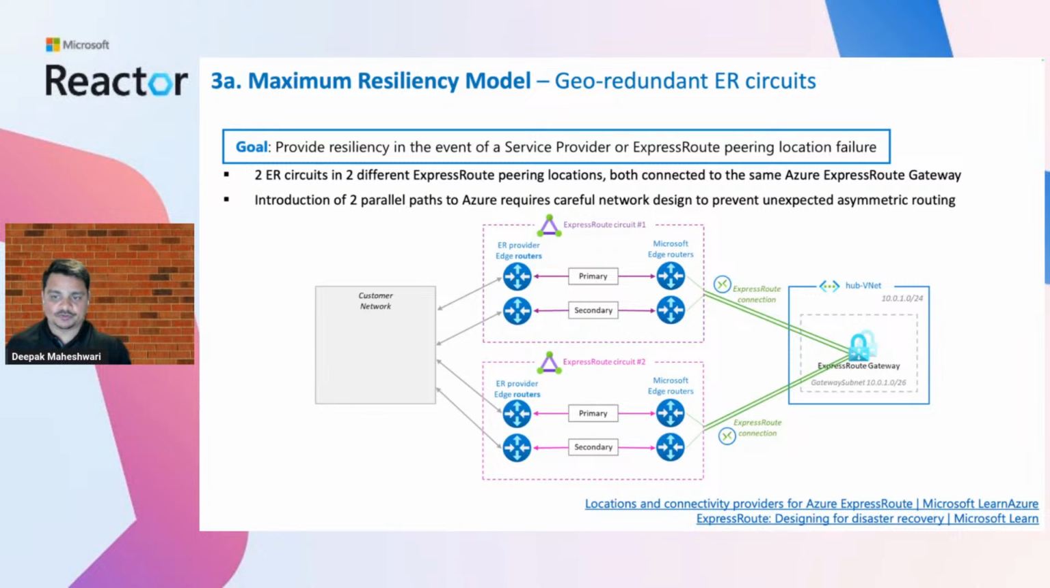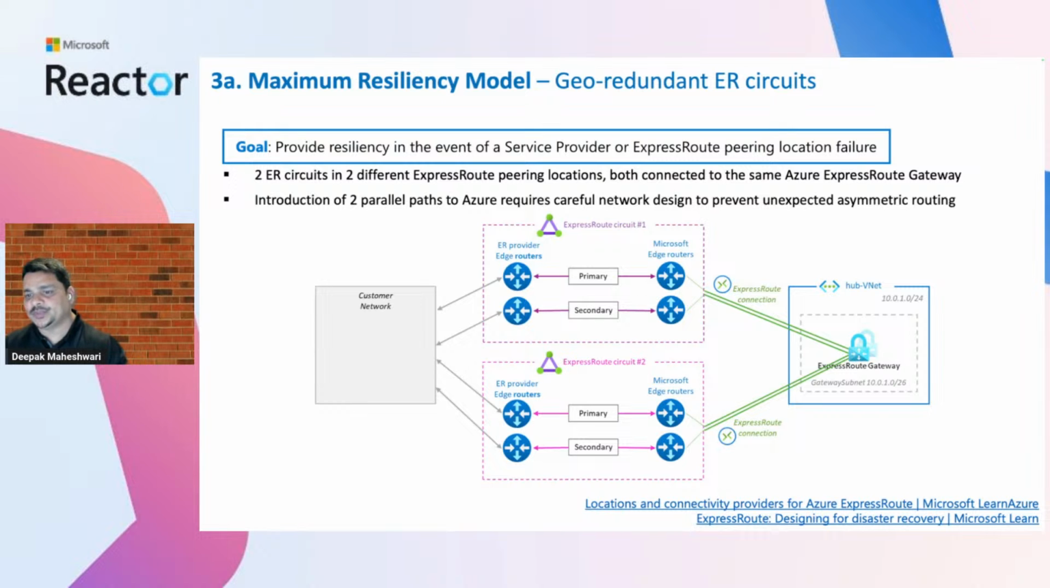So you could use one peering location. Let's say if you are in Perth, you can use one peering location as Perth, second peering location in Sydney, or if you have data centers in Sydney, you can even use peering locations Sydney and Sydney 2 as well. So you can effectively use two peering locations. And what it requires is that you need to set up two ExpressRoute circuits.